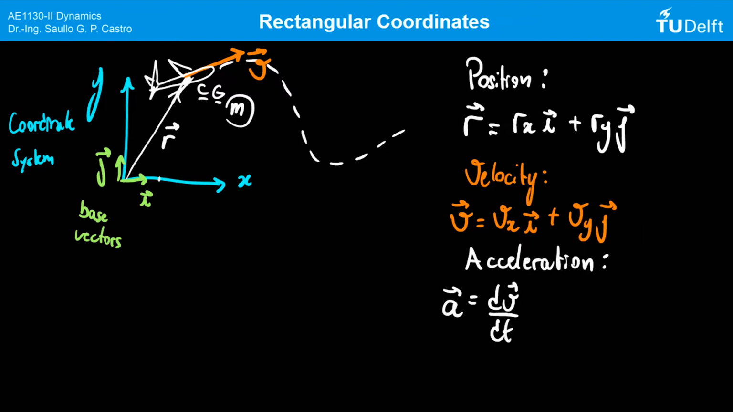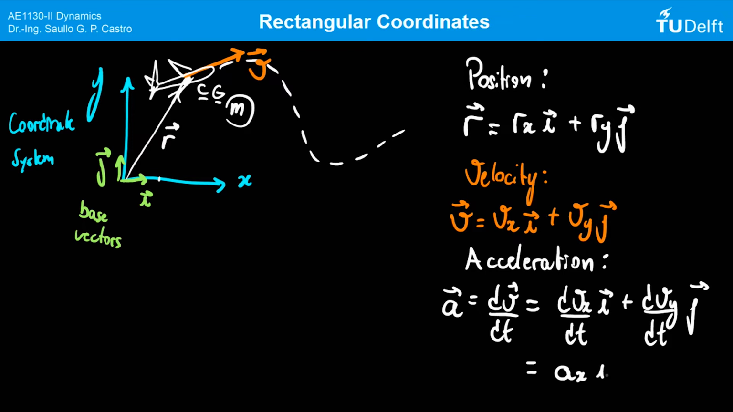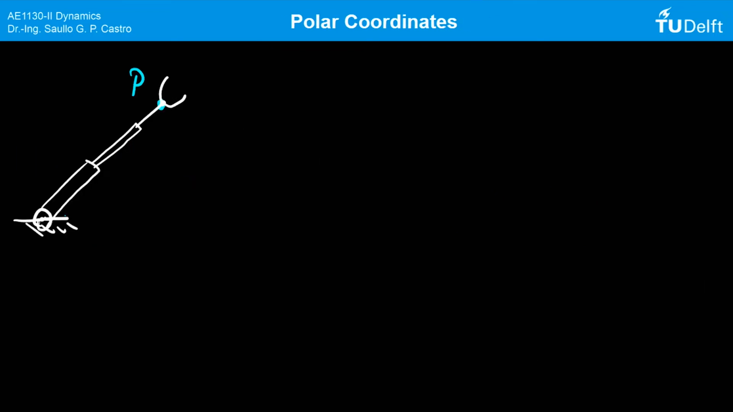The acceleration vector is just defined as the rate of change of the velocity vector with time, as shown here, which will give us simply a component in x multiplying i plus an acceleration component along y multiplying j. Note here again that there is no variation of the base vectors with time. And here we have the definition of position, velocity, and acceleration for the rectangular coordinates. Now let's move on to the next coordinate system.